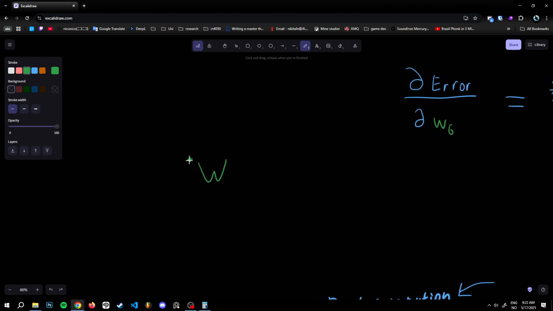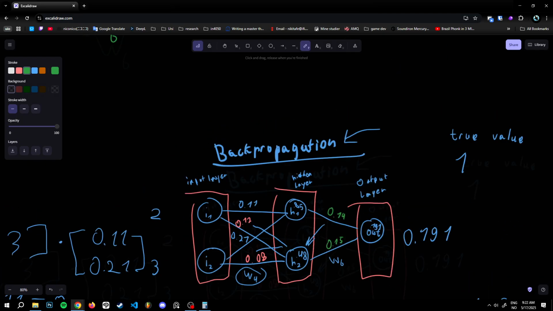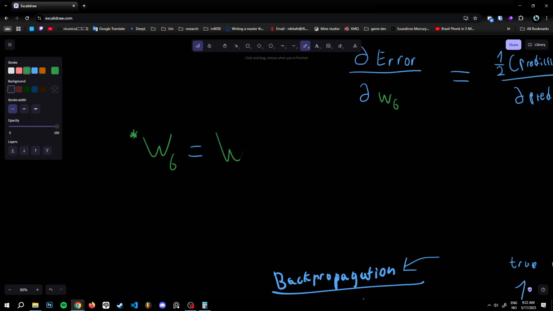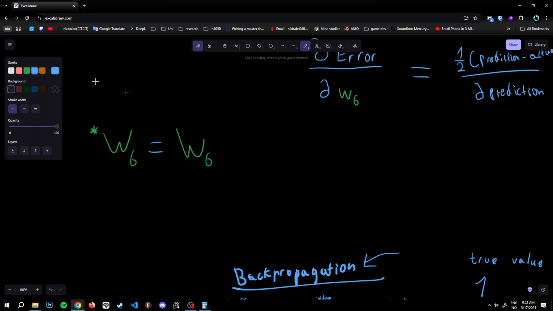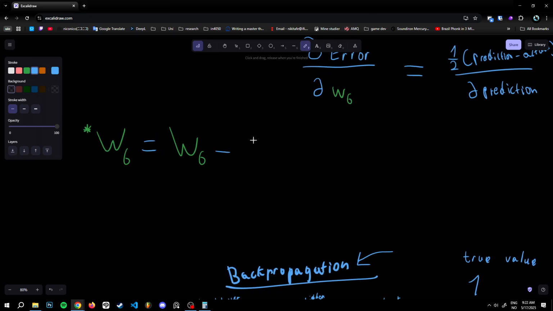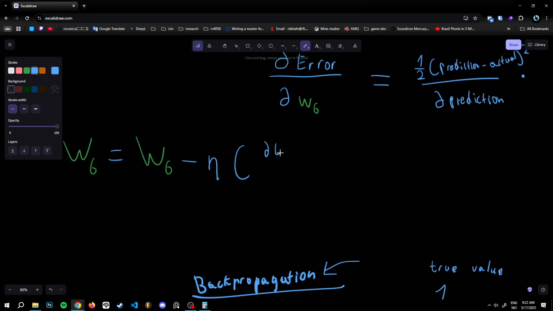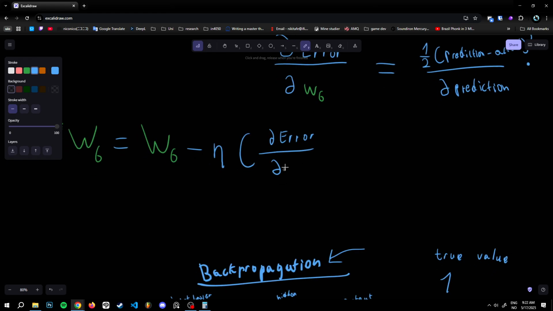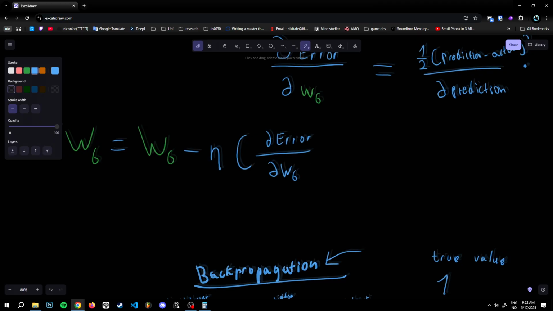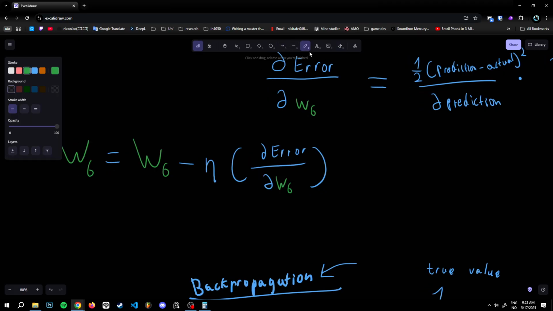So for our update, I'm going to put a star here to showcase that we're updating it. To update our weight 6, which is this thing, we need to take weight 6 minus the learning rate, which is usually eta, and the change in error given the change in weight 6. Okay.